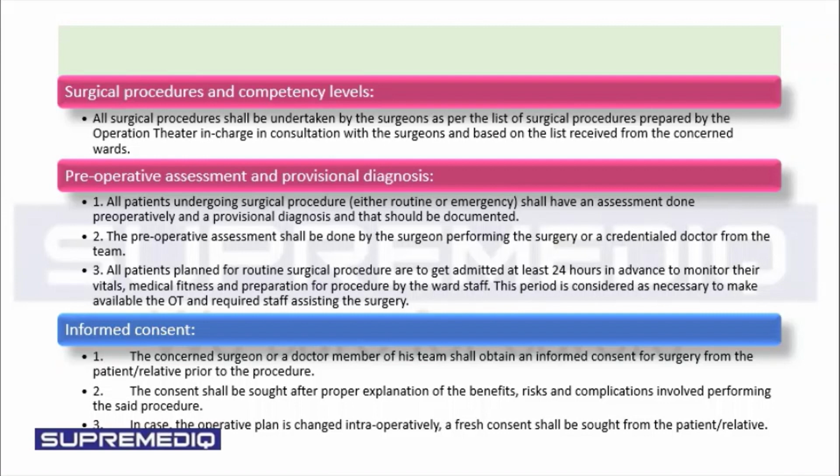Informed consent. 1. The concerned surgeon or a doctor member of his team shall obtain an informed consent for surgery from the patient or relative prior to the procedure. 2. The consent shall be sought after proper explanation of the benefits, risks and complications involved in performing the said procedure. 3. In case the operative plan is changed intra-operatively, a fresh consent shall be sought from the patient or relative.